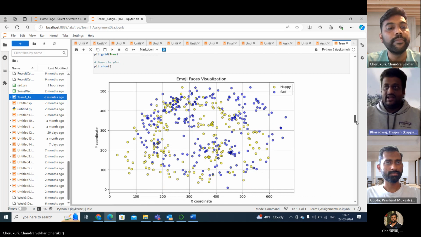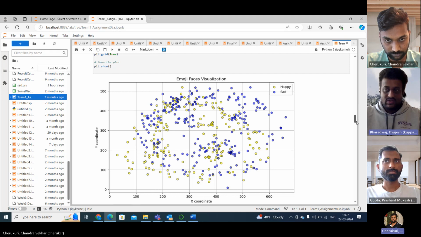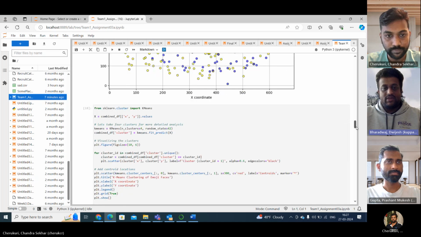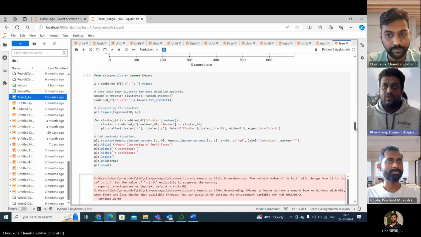As you can see, this is the emoji faces visualization, and you have X and Y coordinates. The blue dots are the sad emojis and the yellow dots are the happy ones. So it is a mix of both. You can call it a happy-sad face if you want. Now going to the next part, where we will be talking about k-means clustering and how we did it. My friend Prashant is going to explain it now.